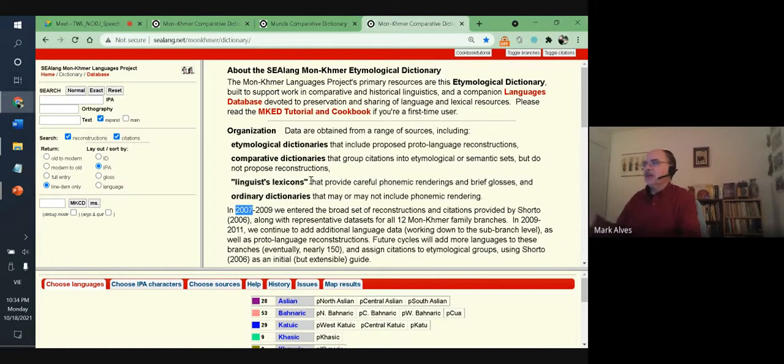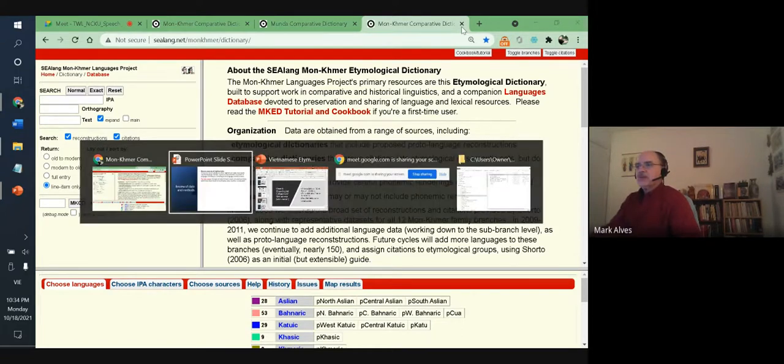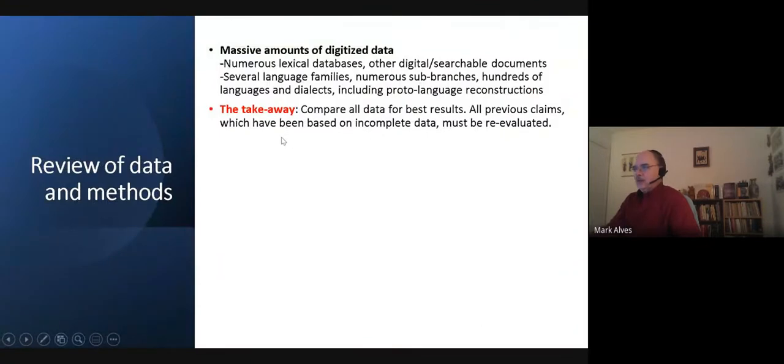I showed you the other databases too, right? That's a huge amount of data. This was not available 20 years ago. 20 years ago, there was not this much data available, and you certainly couldn't search in them. Okay, huge amounts of data available. All previous claims have been based on incomplete data. That means even the smart people, all of those smart people making claims, we have to check it again.